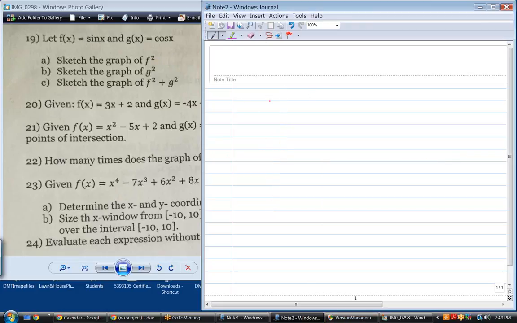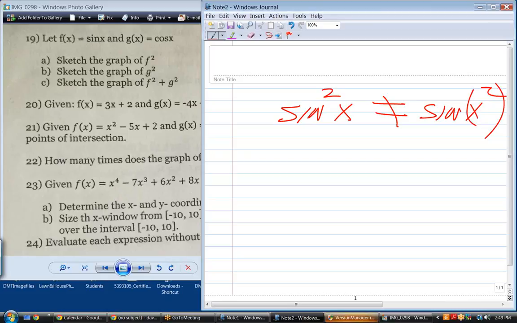The function would be sine squared x, right? And notice that that is not the same as this. They are different things. One is sine x times sine x, and the other is sine of x squared. Completely different. So g squared is just the same thing, cosine squared of x.